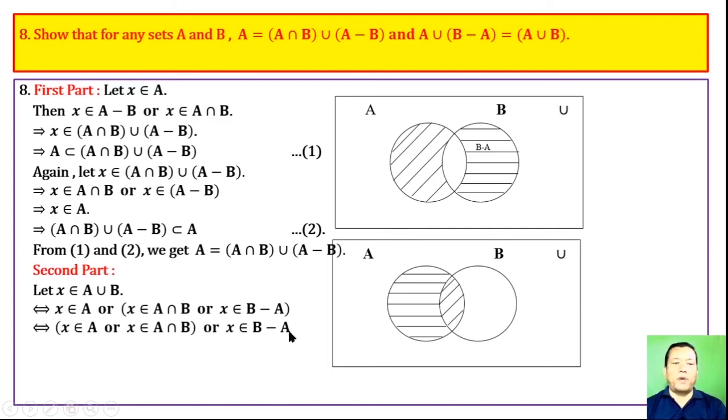This shows if and only if X belongs to A, or X belongs to A intersection B, hence X belongs to A. Combined, X belongs to A or X belongs to B minus A, if and only if X belongs to A union (B minus A). Therefore, A union (B minus A) is equal to A union B. Hence proved.